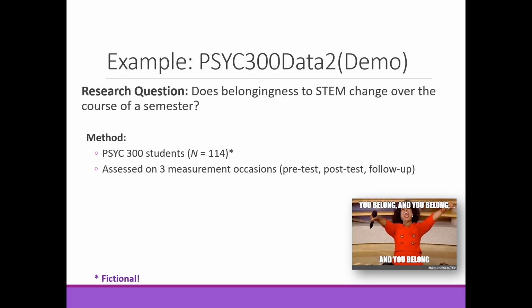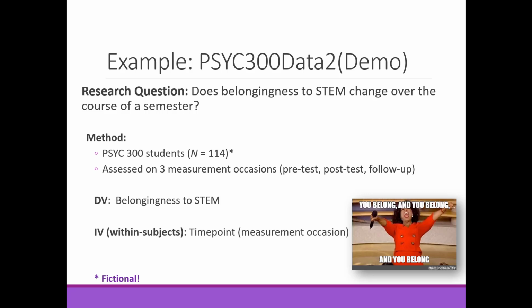So what is a dependent variable here? If you said belongingness to STEM, you're absolutely right. So that is our dependent variable. And what would be the independent variable? This one is actually a little bit tricky. This is a within subject factor that designates the time point or the measurement occasion. And so that would be the independent variable. So it's an interesting situation where you don't see a variable that designates this in the data set like you used to. In this case, it is a conceptual independent variable that designates the measurement occasions that are being compared.